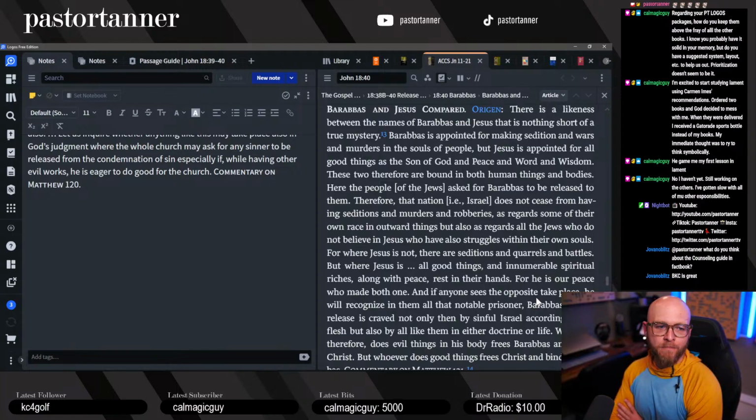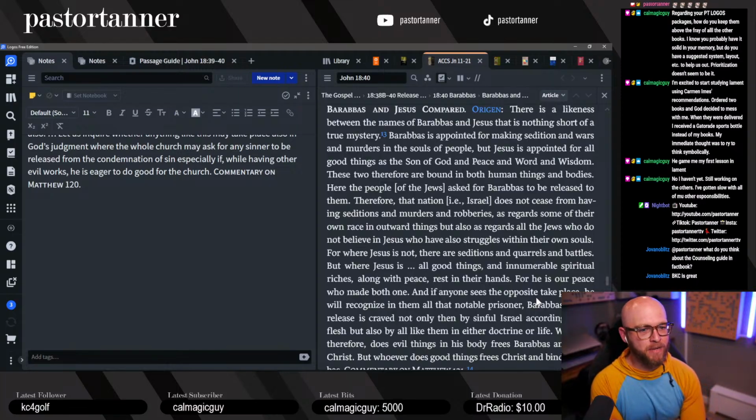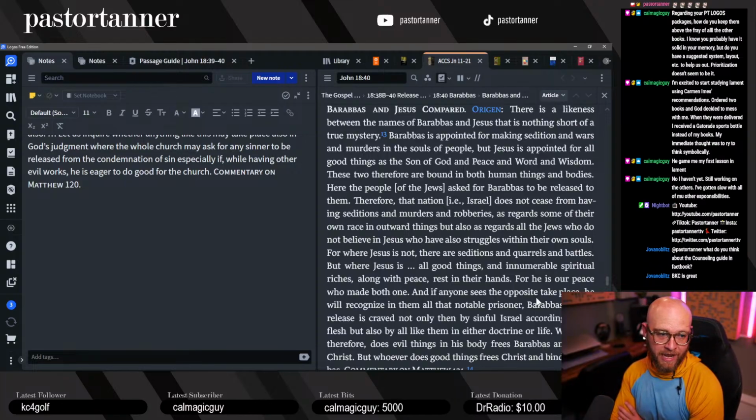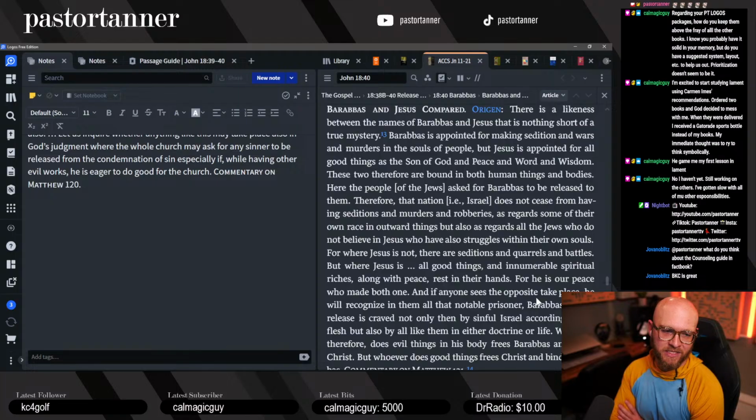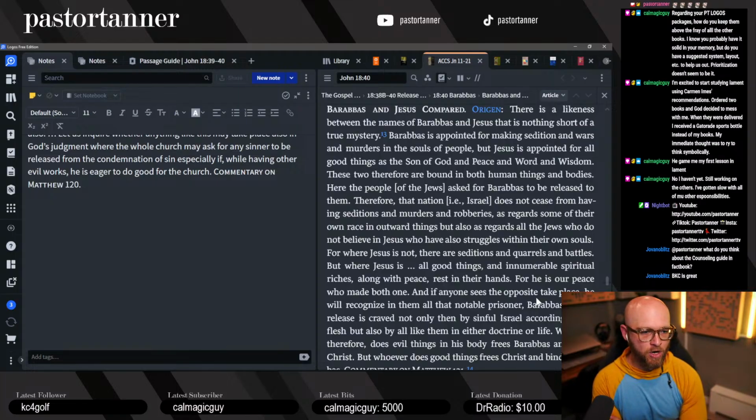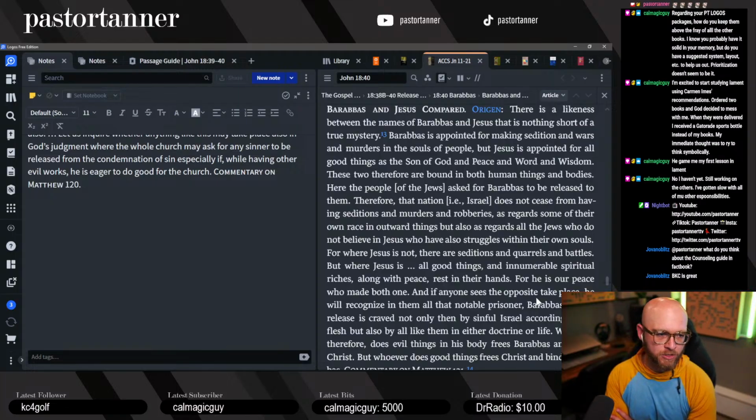These two, therefore, are bound in both human things and bodies. Here the people of the Jews ask for Barabbas to be released to them. Therefore that nation, Israel, does not cease from having seditions and murders and robberies as regards some of their own race in outward things, but also in regards all the Jews who do not believe in Jesus, who also have struggles within their own souls.